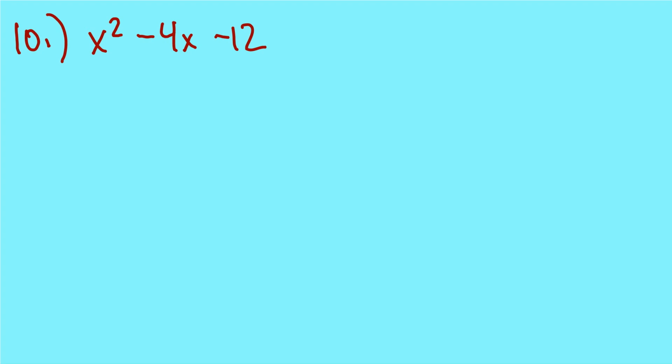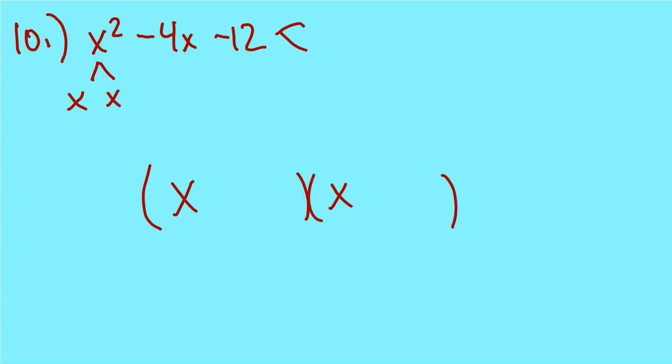Alright, I have x squared minus 4x minus 12. Right away, x and x is very easy. Because it's x squared, it tells me I can use my shortcut, so I know I have x and x. Now, how do I get negative 12? Because it's negative, I must have opposite signs.